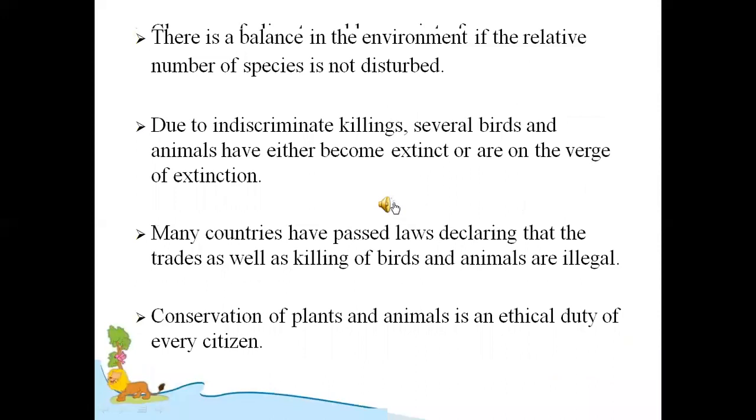There is a balance in the environment if the relative number of species is not disturbed. Human activities in several parts of the world have disturbed the natural habitats of many species. Due to indiscriminate killings, several birds and animals have either become extinct or are on the verge of extinction. Many countries have passed laws declaring that the trade as well as killing of birds and animals are illegal. Conservation of plants and animals is an ethical duty of every citizen.